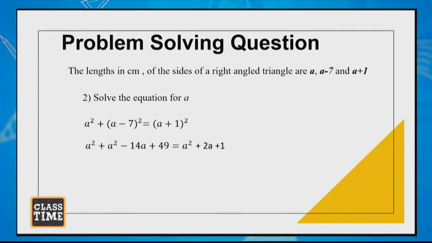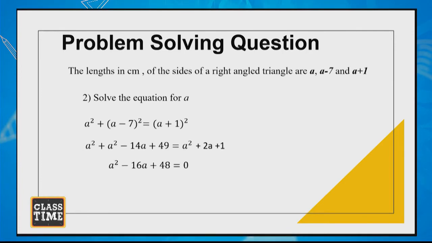Now, at this stage, can we do anything interesting? Well, I'm seeing some common terms. So I can go ahead and group my like terms. So we grouped all of our A squared terms together, and what we're left with is simply A squared. We also had minus 14A subtract 2A, and so we have minus 16A, plus 49 subtract 1, because we would have subtracted 1 from both sides. So we're left with 48, and that is equal to 0.